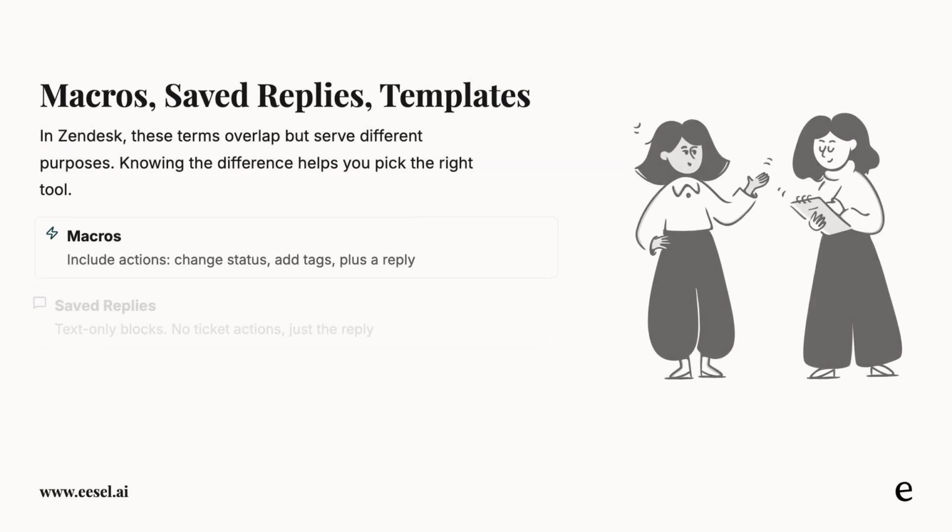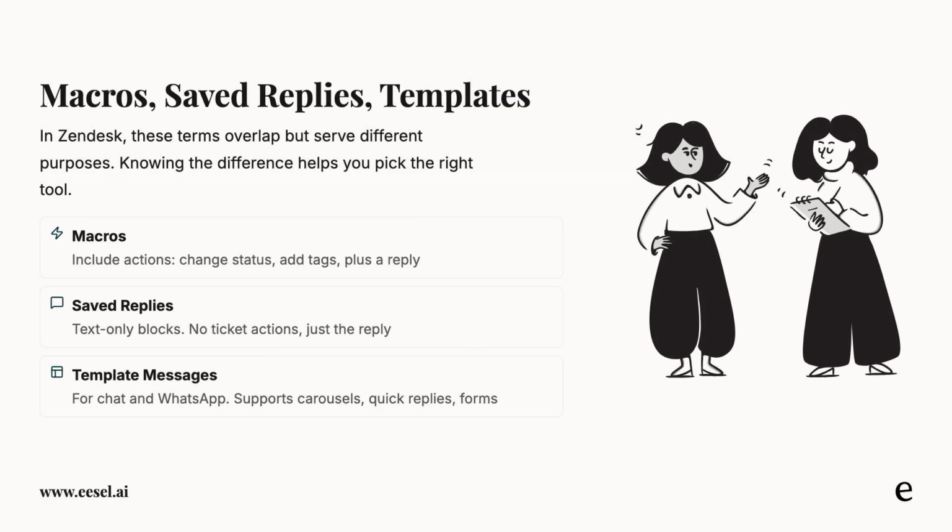Zendesk has 3 tools that overlap but serve different purposes. Macros combine a reply with ticket actions like status changes and tags. Saved replies are text-only message blocks. Template messages are for chat and WhatsApp, supporting rich formats like carousels and quick replies.